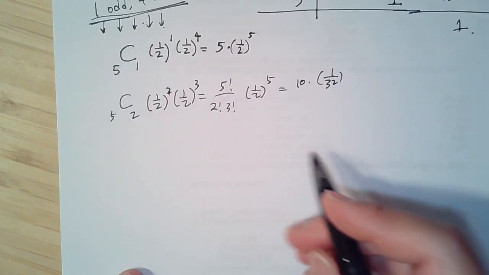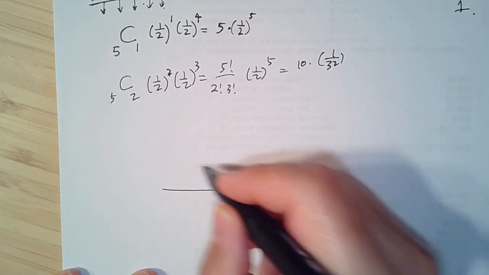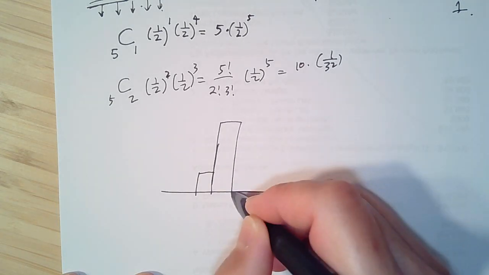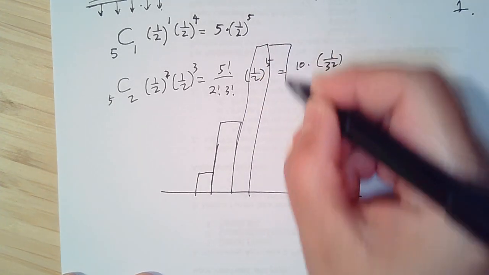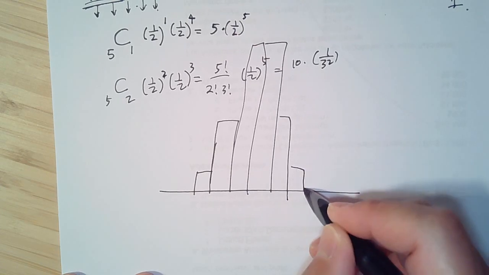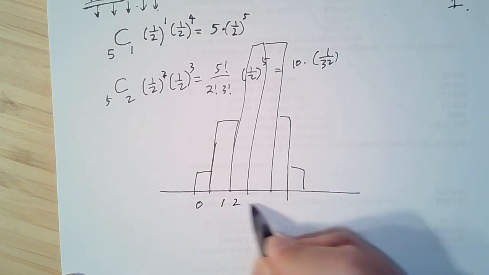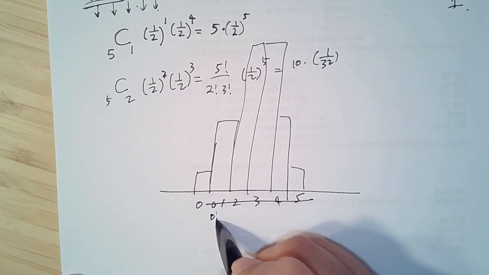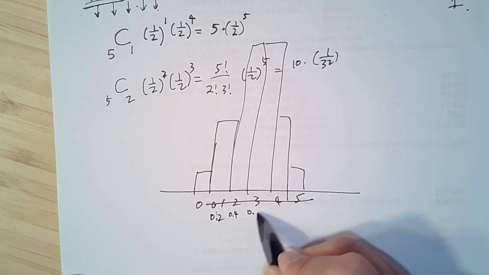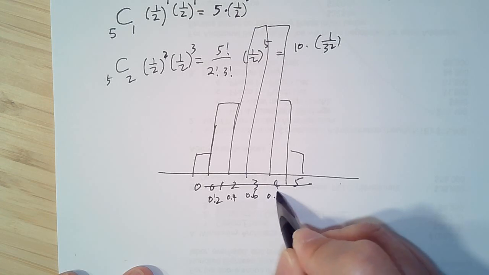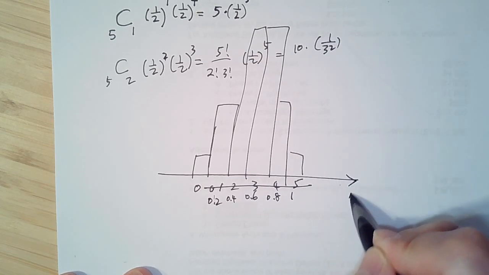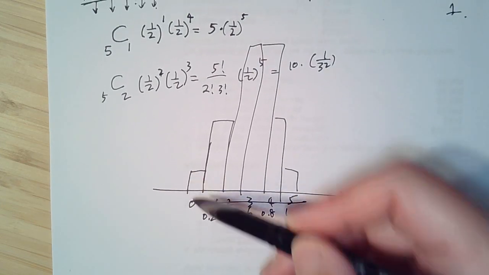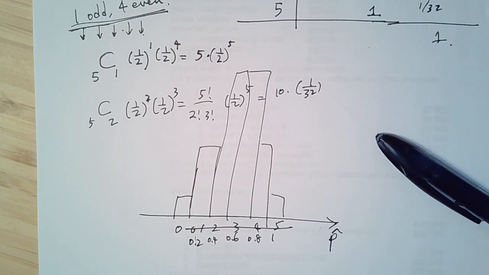Okay, so if you want to draw the probability distribution, it looks like this: 5, 10, 10, 5, and 1. So that's 0, or sorry, that should be 0.2, 0.4, 0.6, 0.8, and 1, right? So this is your p hat. Did you see that? That's your p hat. And here is the probability distribution.